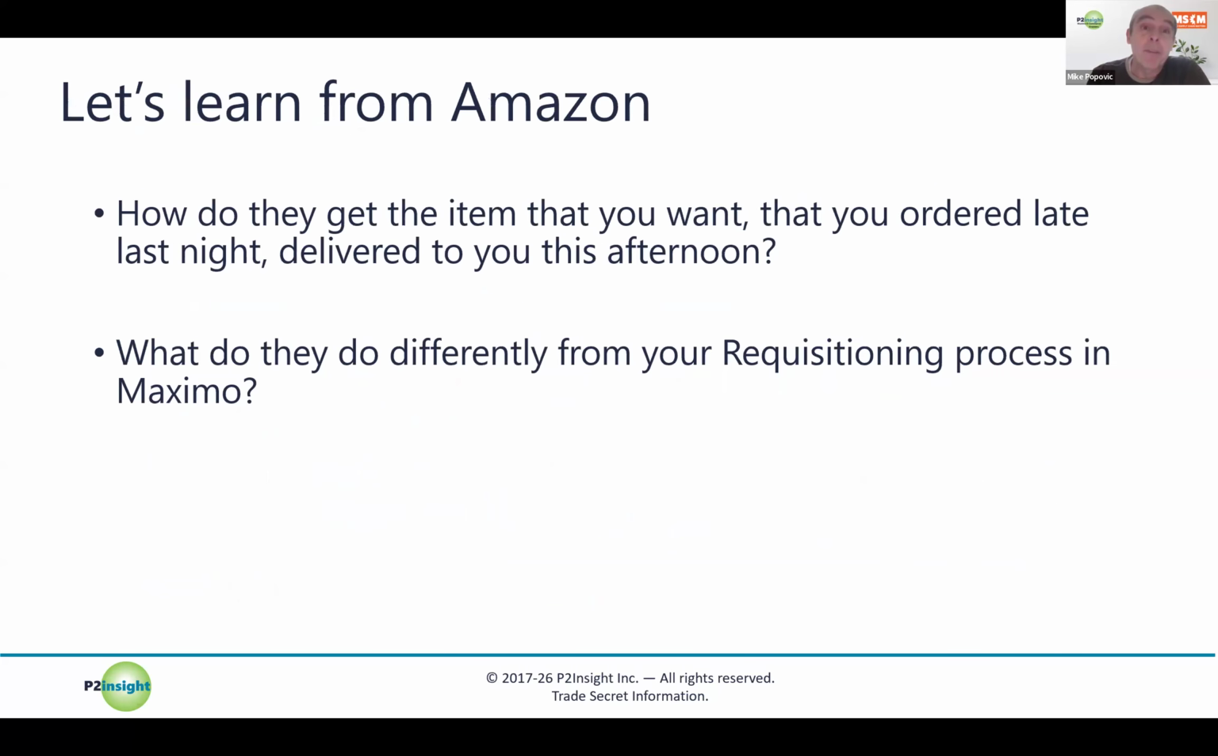So let's learn from Amazon. I mean, this is one organization that's doing things right. How did they get the item that you want when you order it last night? Late last night, 11 o'clock last night, they get it delivered to you the next day, today. How does that happen? Okay, let's compare what they do differently from the requisition process in Maximo.